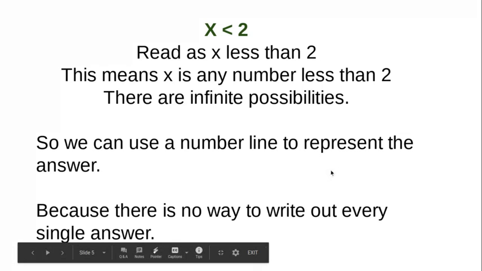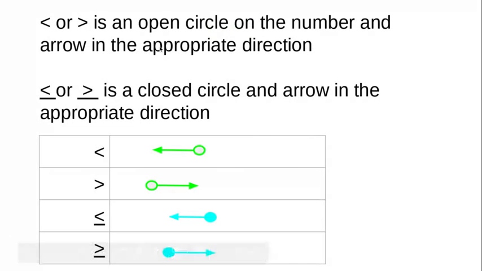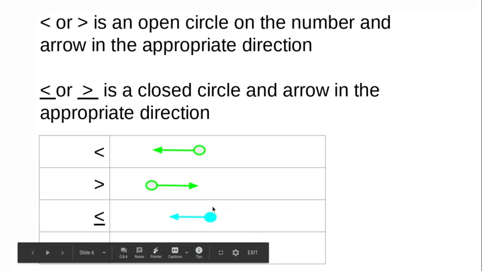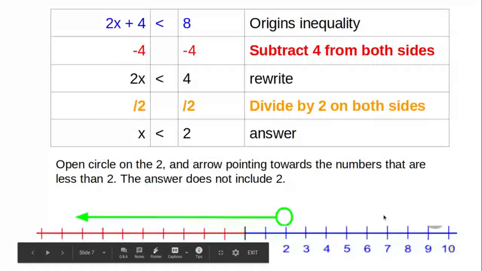Since we can't write them all out, or we don't want to write them all out, we're going to use a number line. So when we write on our number line, if it's less than or greater than, it's an open circle pointing towards the right way. If it has a line under it, it's a closed circle, so fill the circle in. The circle goes on top of the number. That was your answer. So x is less than 2. The circle goes above the 2. And then the arrow points towards the numbers that represent numbers that are less than 2.